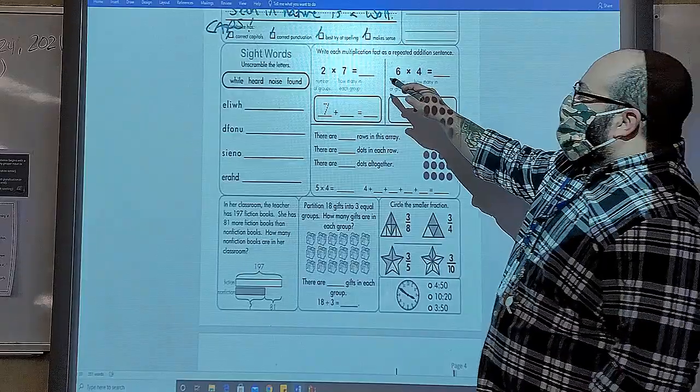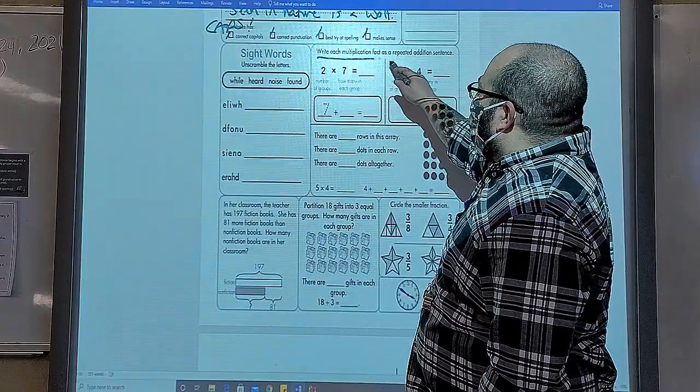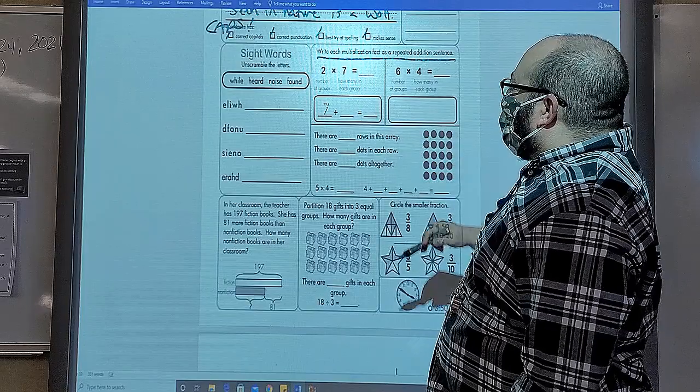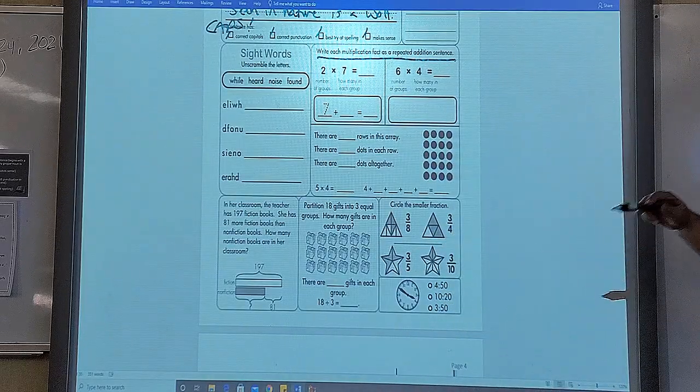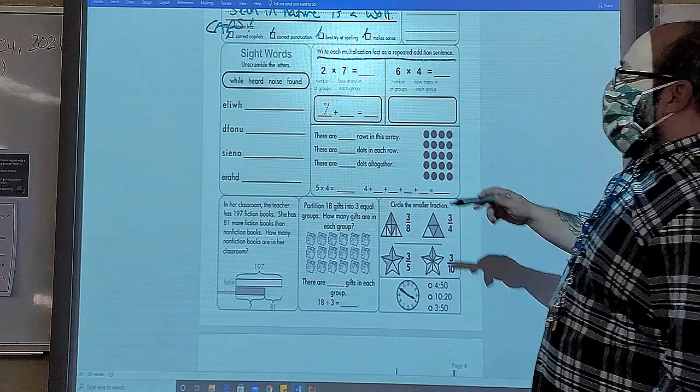Guys, remember that it says write each multiplication fact as a repeated addition sentence. Repeated addition, we talked about this, can be used in multiplication. Multiplication is repeated addition. So you can use repeated addition to solve multiplication problems. What's this first one?